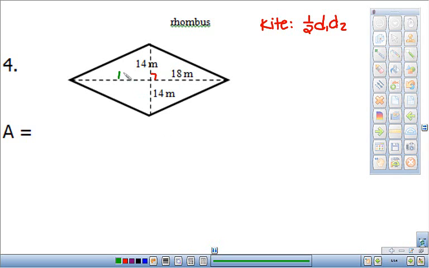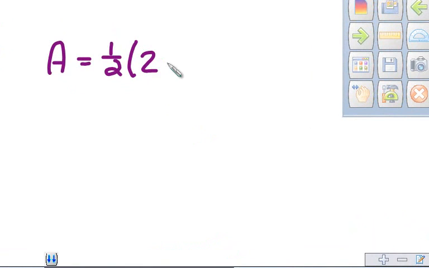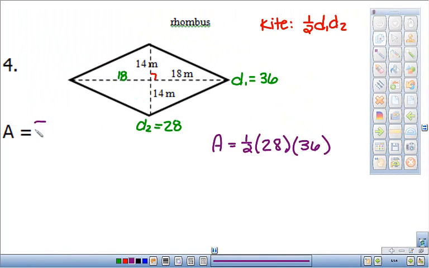Okay, so here in a rhombus you need to know that these are bisected. The diagonals bisect each other, so this is also 18. So the entire length of this diagonal is 36, and the entire length of diagonal 2 is 28. So when you plug them in, you have 1/2 diagonal 1 and diagonal 2. Again, it doesn't matter which order you put them in when you're multiplying. So 1/2 of 28 times 36 is 504. And this is measured in meters. So it would be meters squared.